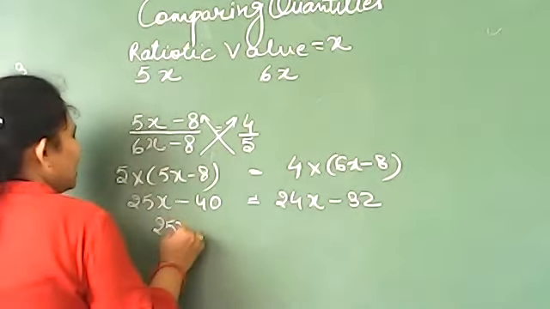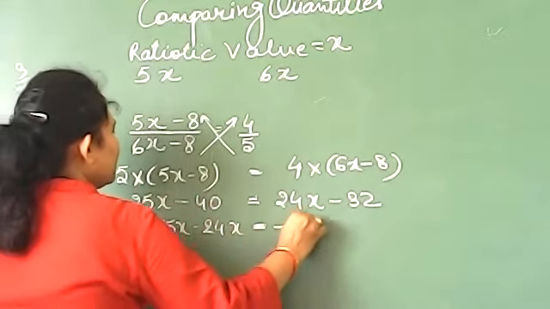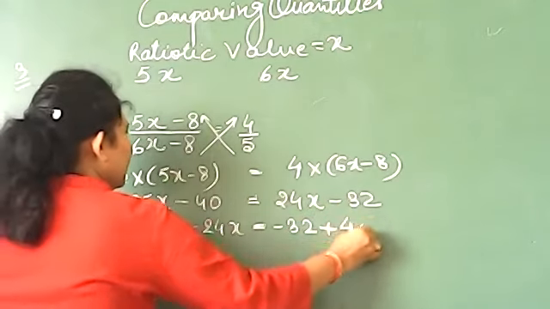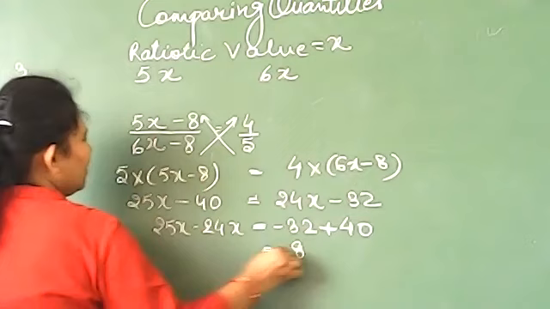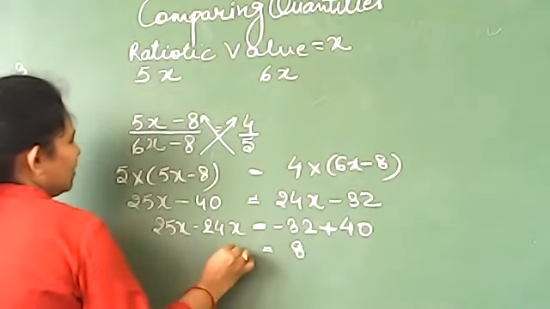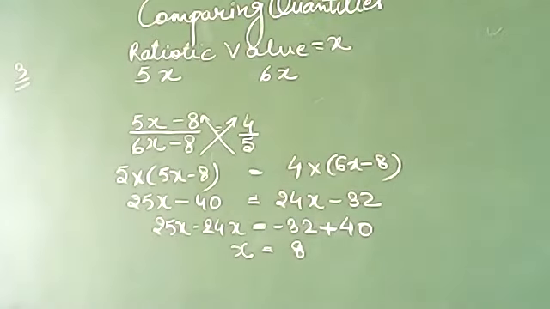Now just change the sides to find out the value of x. So 25x minus 24x is equal to minus 32 plus 40. This minus 40 will go to the other side, so it will become plus 40. It will give you simply 8, and 25x minus 24x will give you simply x, 1x, or you can write it down as only x.